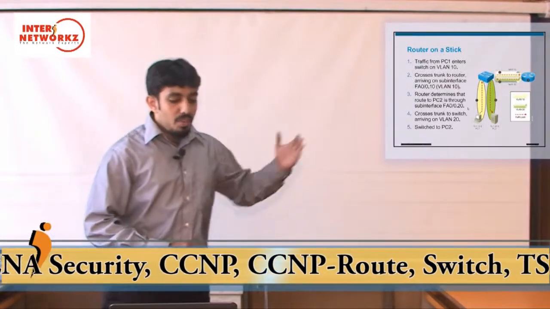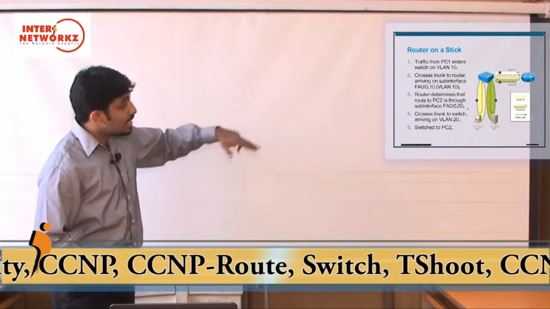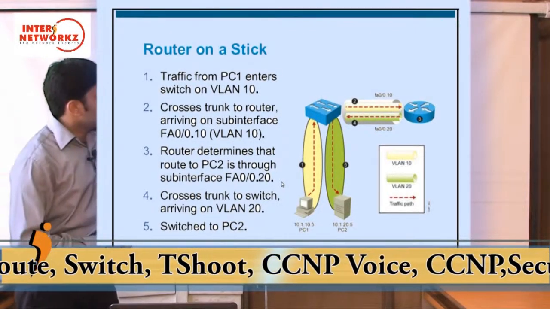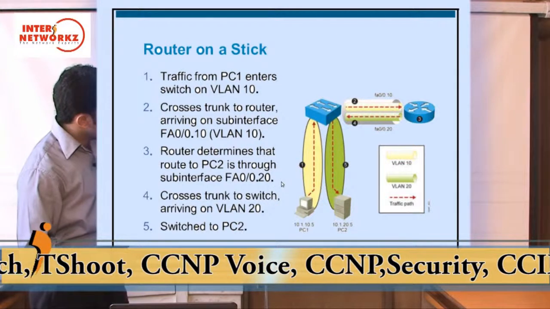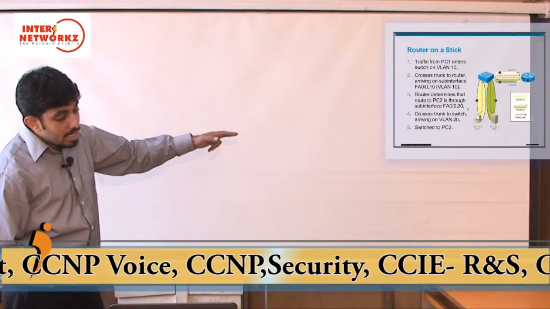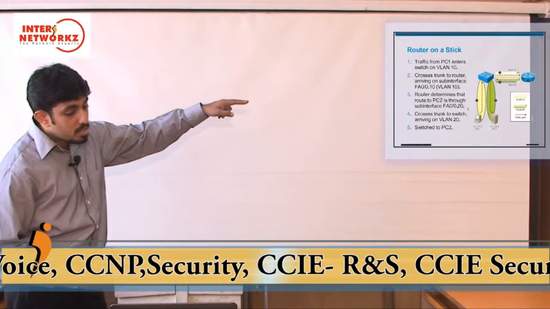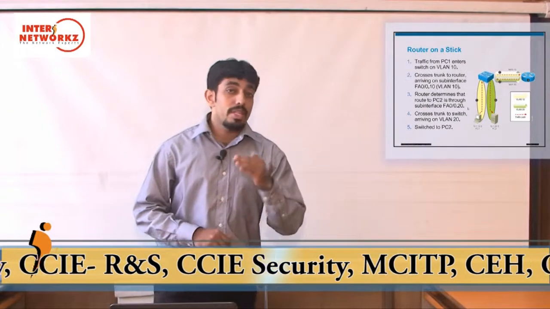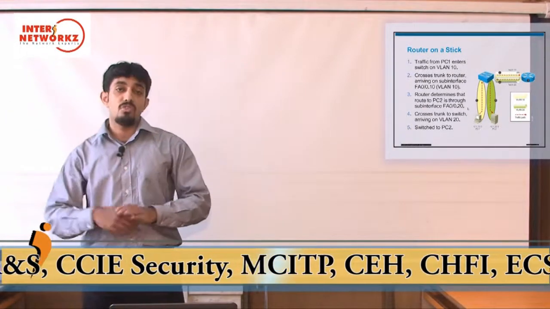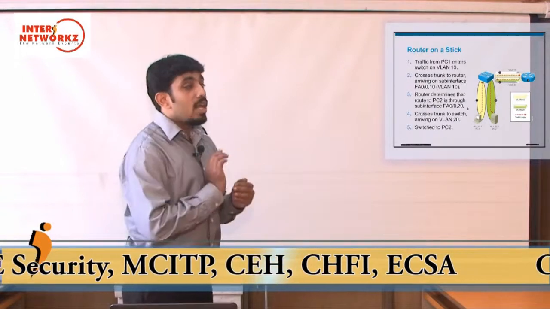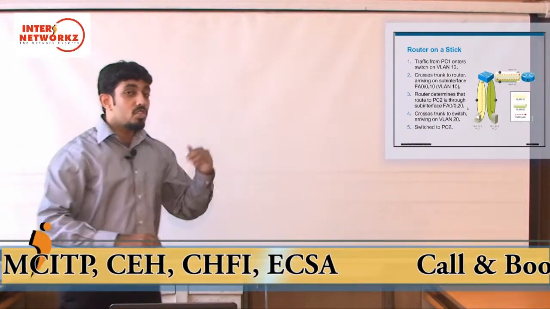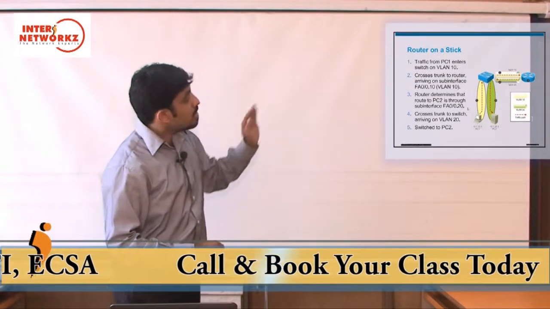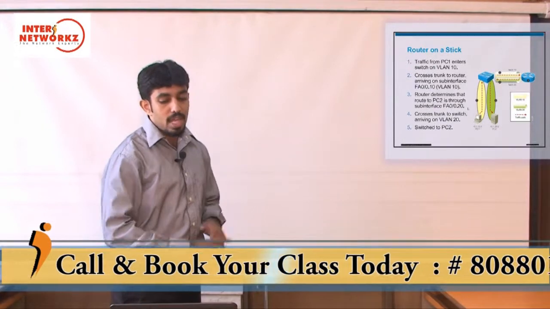Here they say traffic from PC 1 enters the switch on VLAN 10. If a PC on VLAN 10 has to communicate with the server on VLAN 20, the data from the PC will go through VLAN 10. It will go through the trunk which enters Fa0/0.10, and the router will have a routing table which defines the network for VLAN 10 as well as for VLAN 20. It will go through interface Fa0/0.10 and the data comes back through Fa0/0.20 and reaches the end. This is the structure you have in a router on a stick environment.